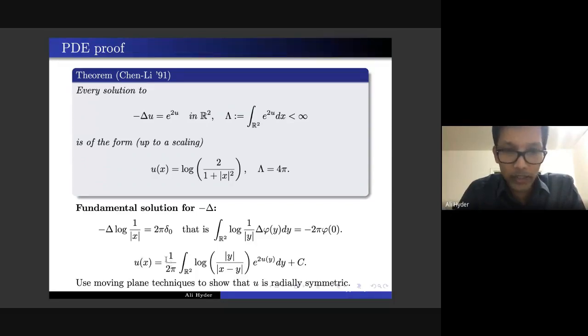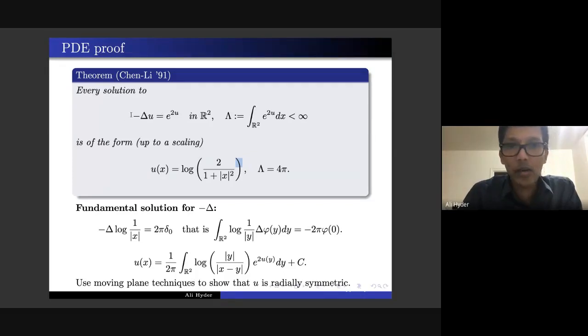Now once we have this representation, we can get a nice asymptotic behavior at infinity, and that is good enough to start the moving plane techniques, and that would imply that the solution is radially symmetric about some point. Once we show that it is radially symmetric, then the PDE Laplacian is just an ODE, and solving the ODE, you will get this is the solution up to a scaling.